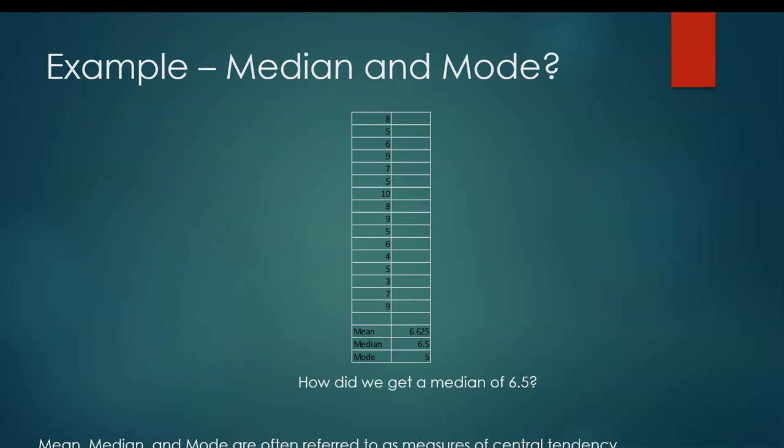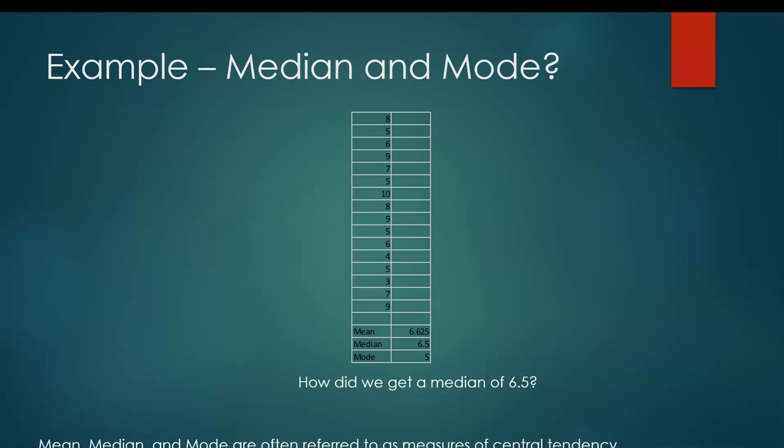Here's an example of median and mode. You can look at this on your own, but you can calculate the mean. The mean of this data set is 6.625. The median is 6.5. So in this case, the median and mean are pretty close. Now, why do we have 6.5? Why is the median 6.5 when it's just supposed to be the middle?